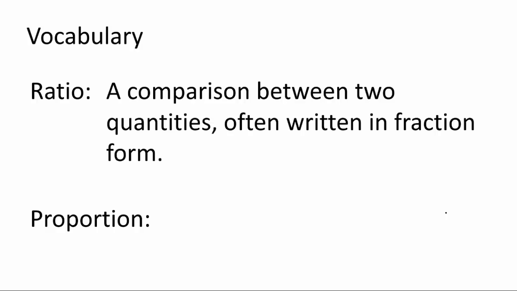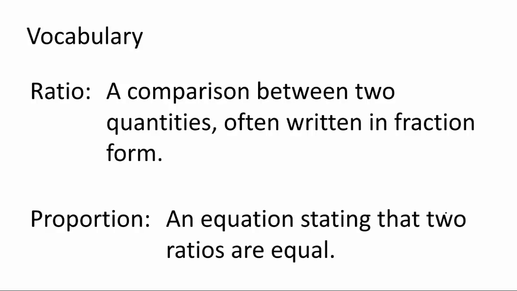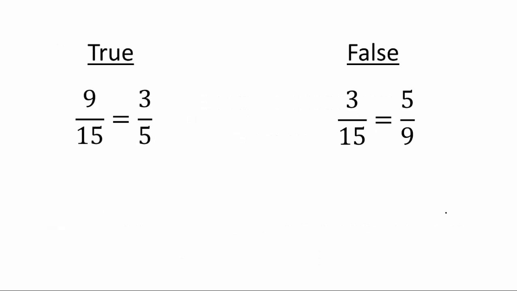There are two important vocabulary words in this section. The ratio is a comparison between two quantities, often written in fraction form. A proportion is an equation stating that two ratios are equal. Here is one true proportion and one false proportion.